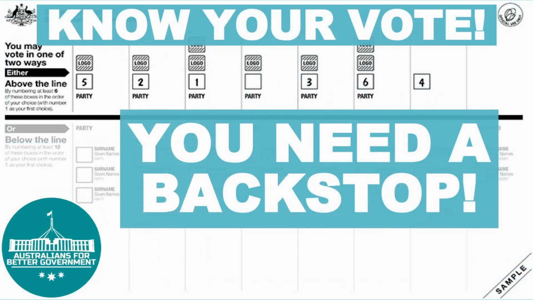Now, there is a strategy that comes into this. You need a backstop. Now, this is very important. Now, a backstop is a major party. It's one of the parties that are likely to be elected, whether it be Labor, Liberals, Nationals, or the Greens. If you don't include one of those parties as your backstop, your vote can exhaust. It can go into the never, never, and your vote won't count. So you need to keep that in mind when you're voting. You need to have a backstop.